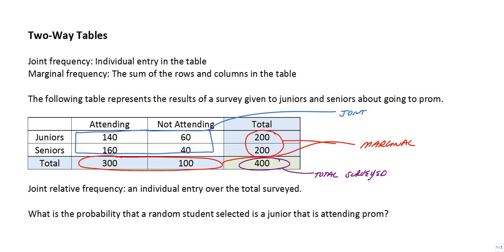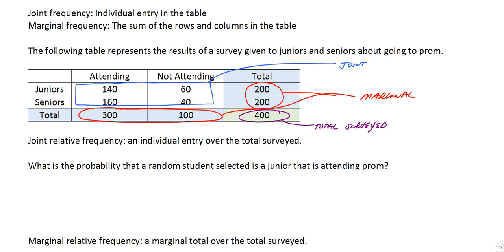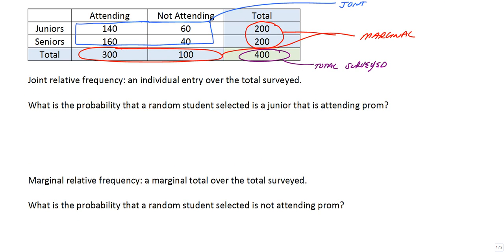So now you kind of have an idea of what a two-way table is. It's used to organize data. But now we can do multiple things with that two-way table. So we have a joint relative frequency, which is an individual entry over the total surveyed. So this is a probability. So the probability is that a random student selected is a junior and attending prom.